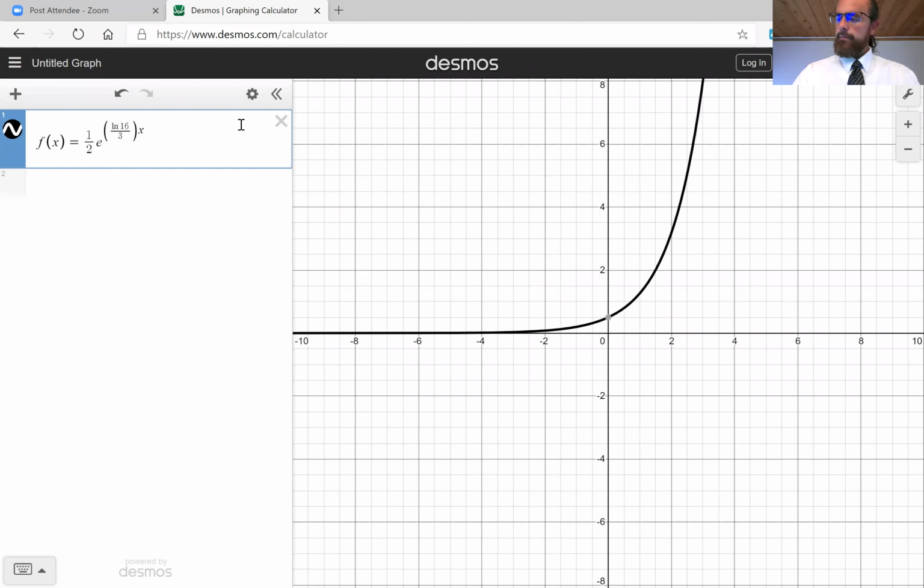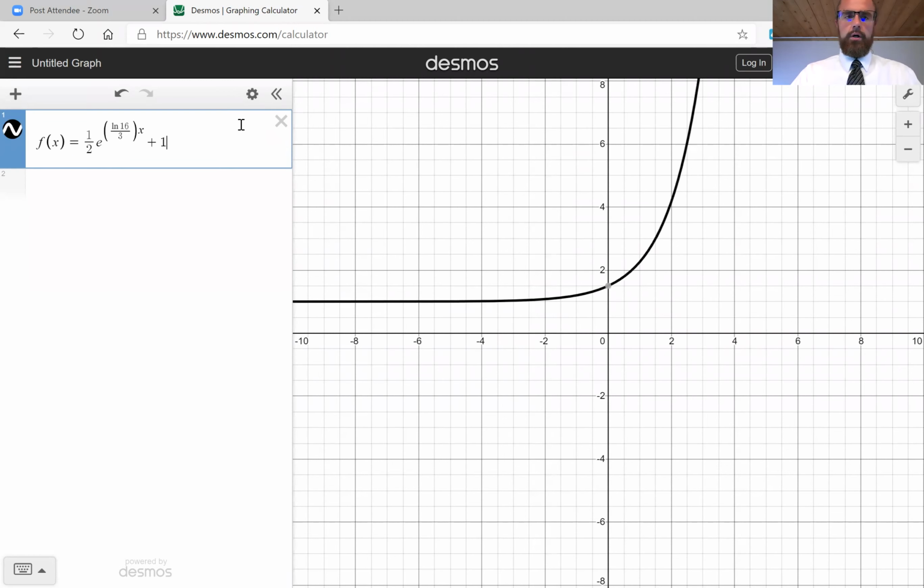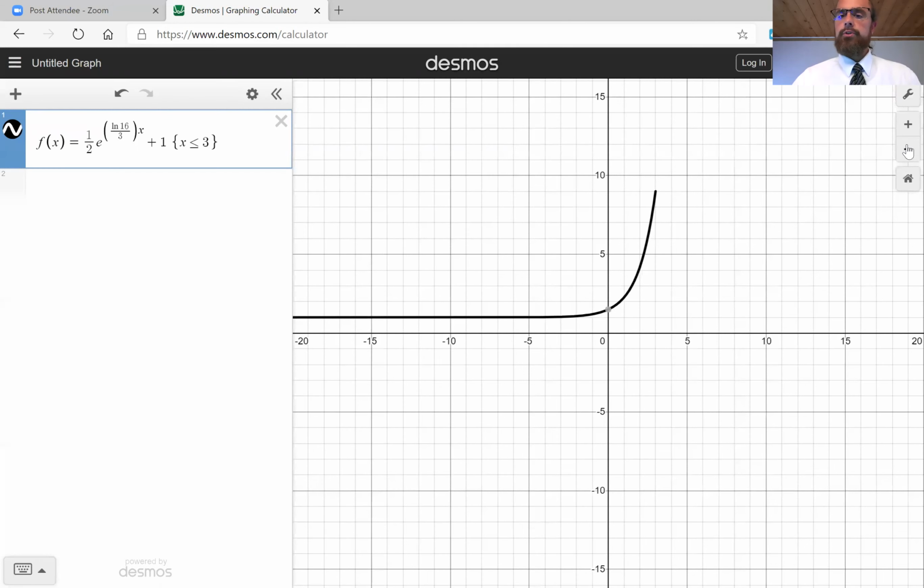x plus 1. And the way we're restricting this is that x is less than or equal to 3. I'm going to zoom out just to make sure. So yeah, we're getting a good restriction. Notice we got that point at (3, 9) on that far right side of the exponential function.